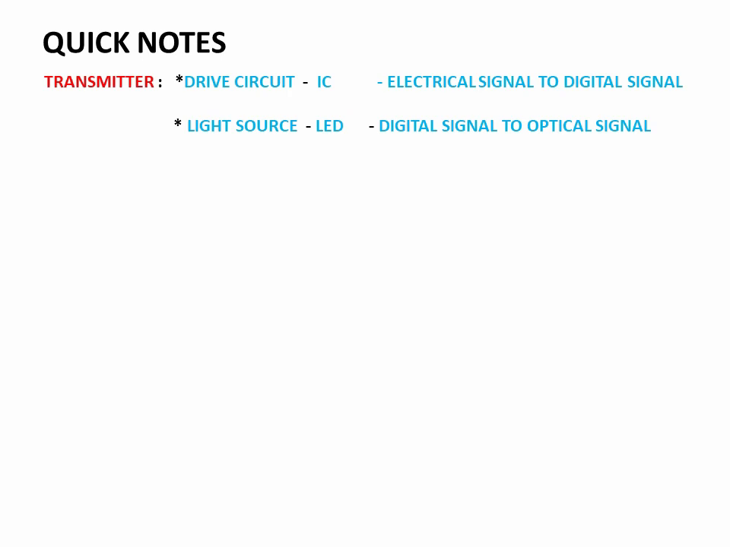This is quick notes for fiber optics communication system. It consists of three major parts. The first one is transmitter. The transmitter consists of two major parts. One is drive circuit, another one is light source. In drive circuit, IC is there, which is used to convert electrical signal into digital signal. The light source, we are using LED, which converts digital signal into optical signal.